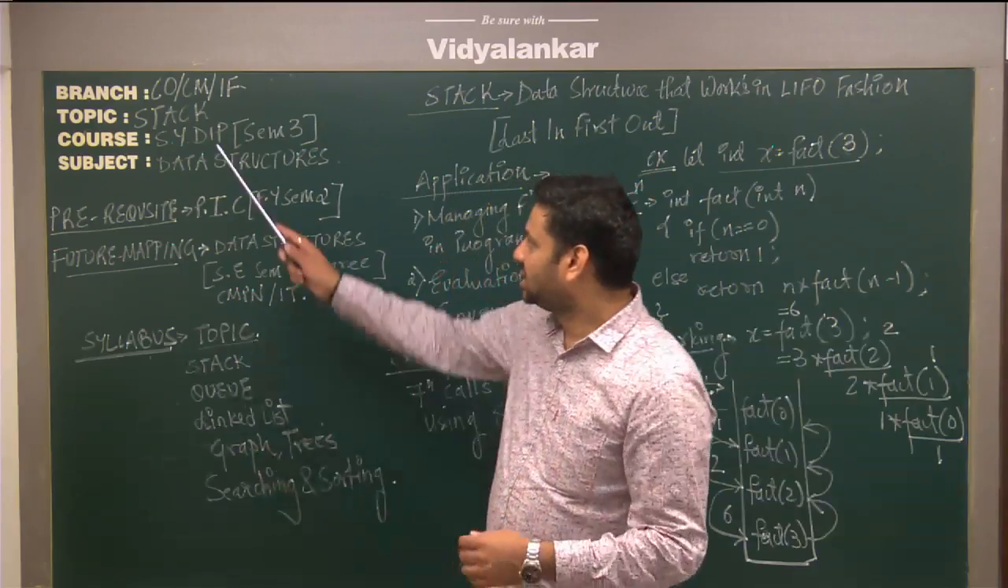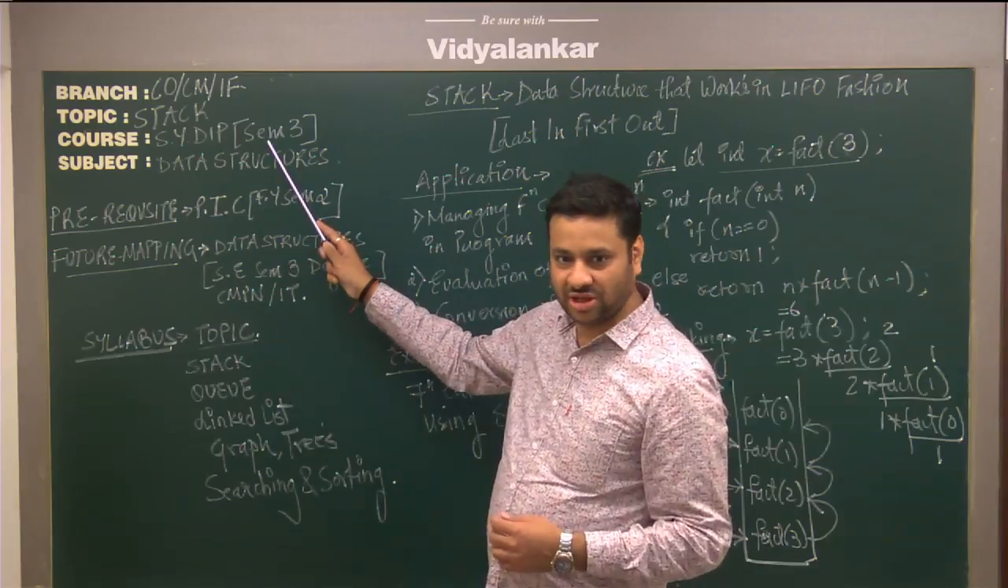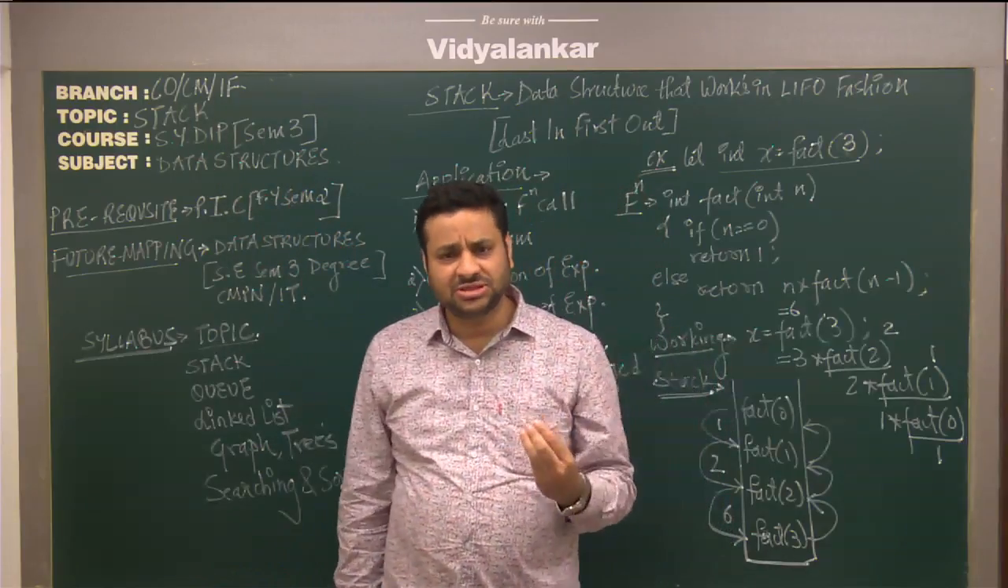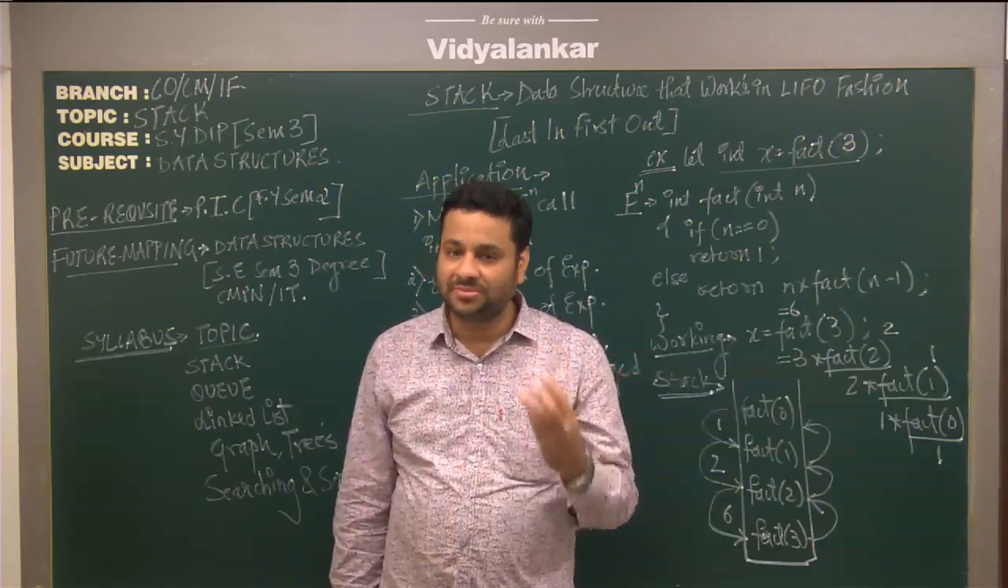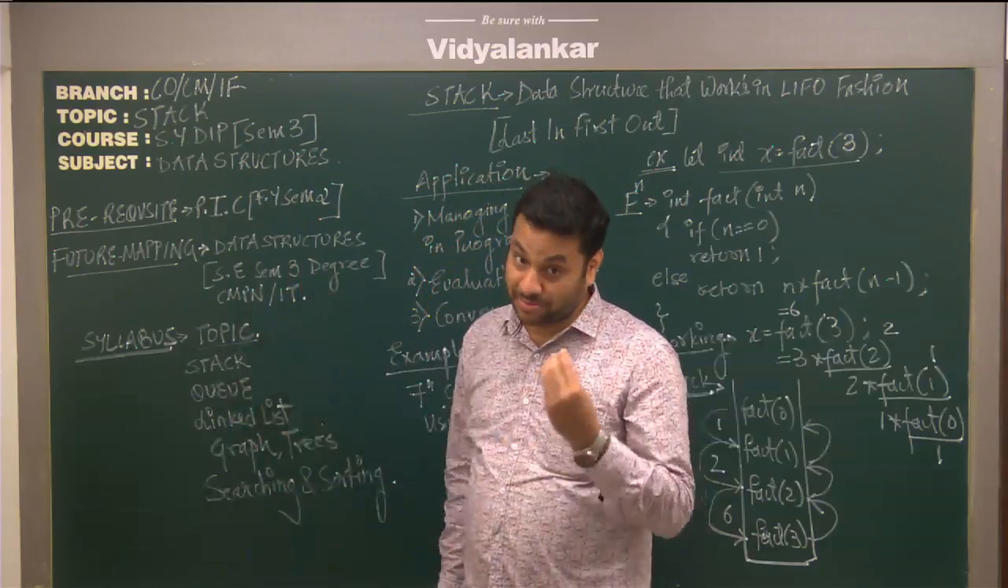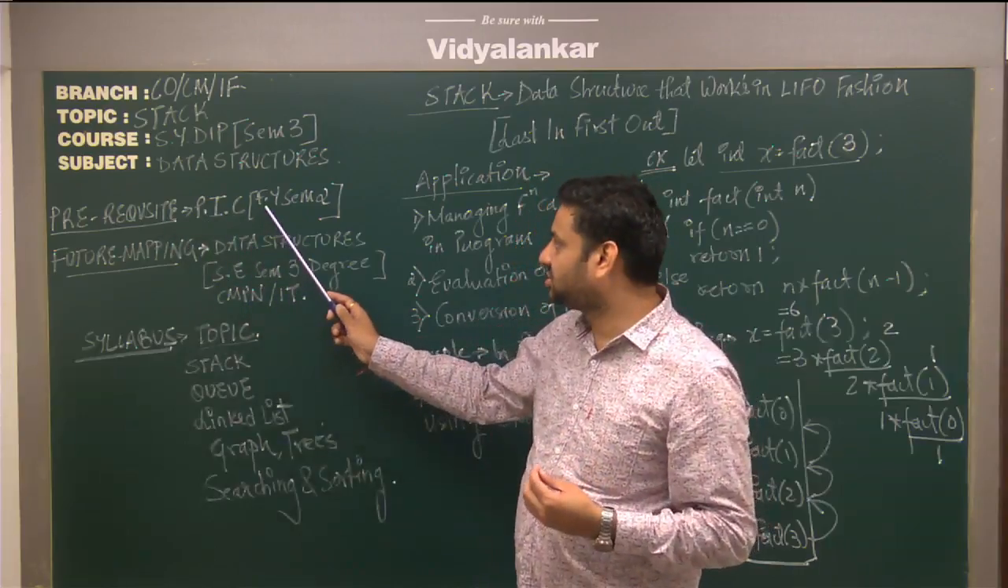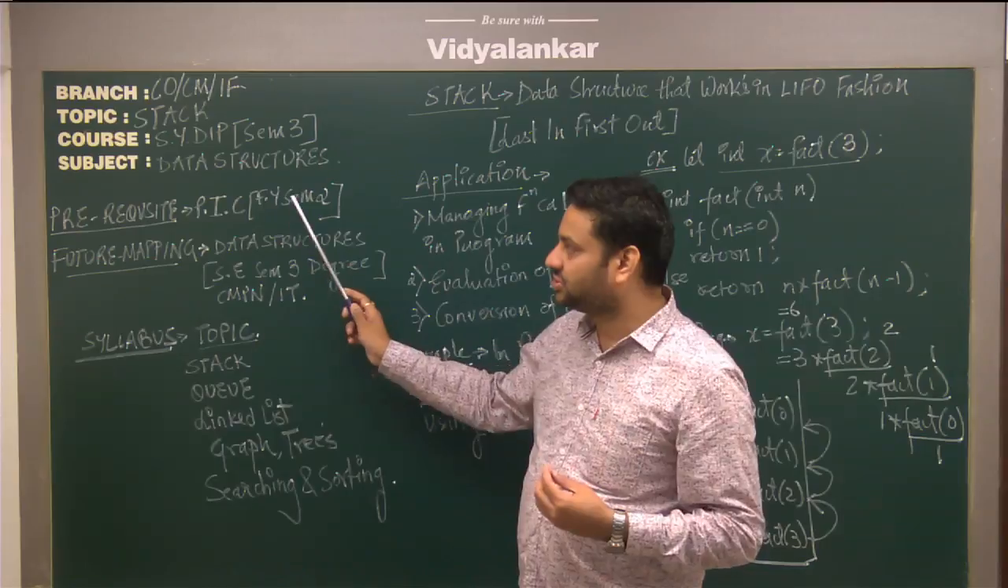This session is for second year diploma students, semester 3, for the branch CO, CM and IF. The purpose of this session is to introduce you to a subject, data structure. The prerequisite for the subject is PIC, Programming in C, that you studied in your semester 2, first year syllabus.